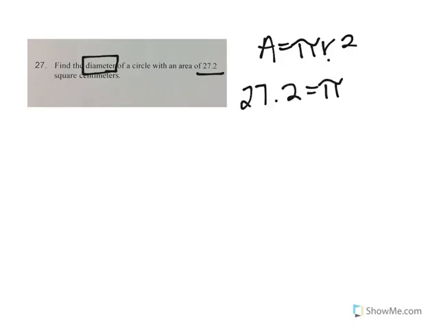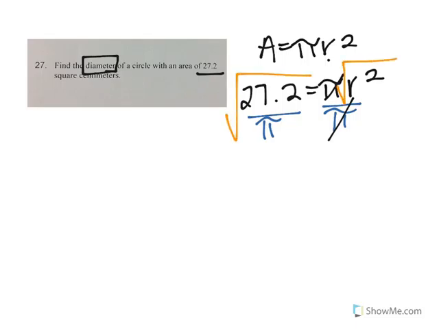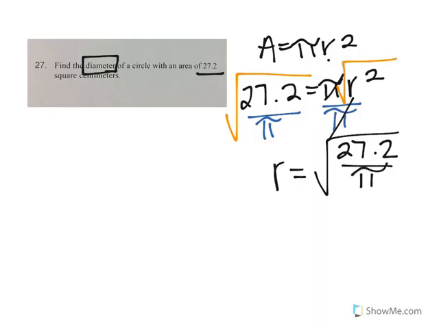27.2 is equal to pi r squared. Now we need to get r by itself. So we're going to divide both sides by pi. And once you do that, the pi's will cancel out. And we need to get rid of this square, so we're going to square root both sides. So we know that the radius is equal to the square root of 27.2 divided by pi. And you can actually plug this whole expression into your calculator and it will give you your answer.